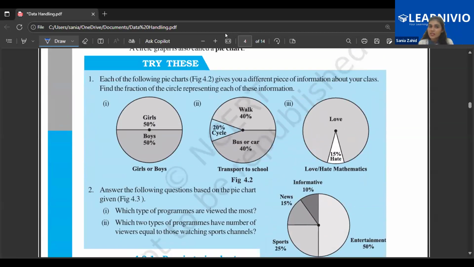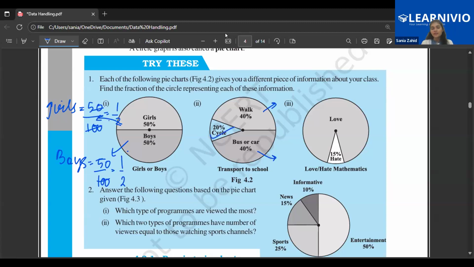Here the question says, for each of the following pie charts, find the fraction of the circle representing each of the following information. So how will you represent the fraction? See, for girls, what is the percentage? 50. And what is the total percentage? 100. So the fraction becomes 1 by 2. For boys also, 50 by 100 becomes 1 by 2. Again, for walking, it becomes 40 by 100. For bus or car, it becomes 40 by 100. For cycle, it becomes 20 by 100.